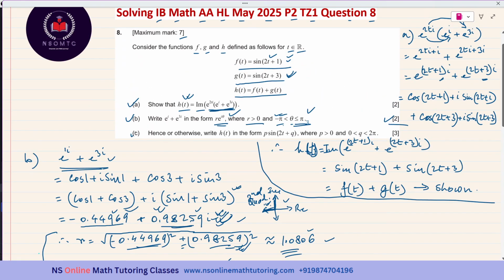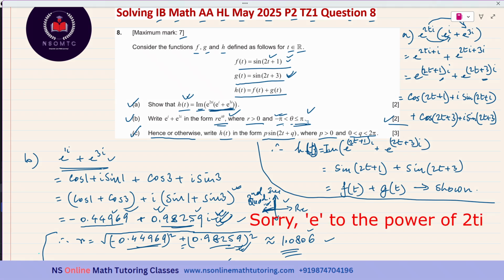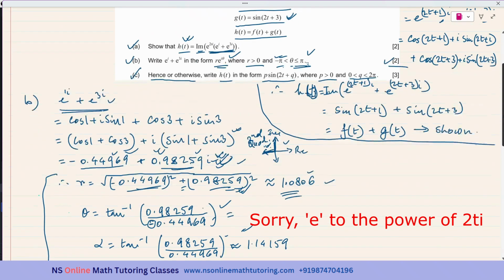Now coming to part C. Hence or otherwise, write h of t in the form of p sine 2t plus q, where p is greater than 0 and q is greater than 0 but less than 2 pi. And h of t was the imaginary part of e to the power of 2ti times e to the power of i plus e to the power of 3i.